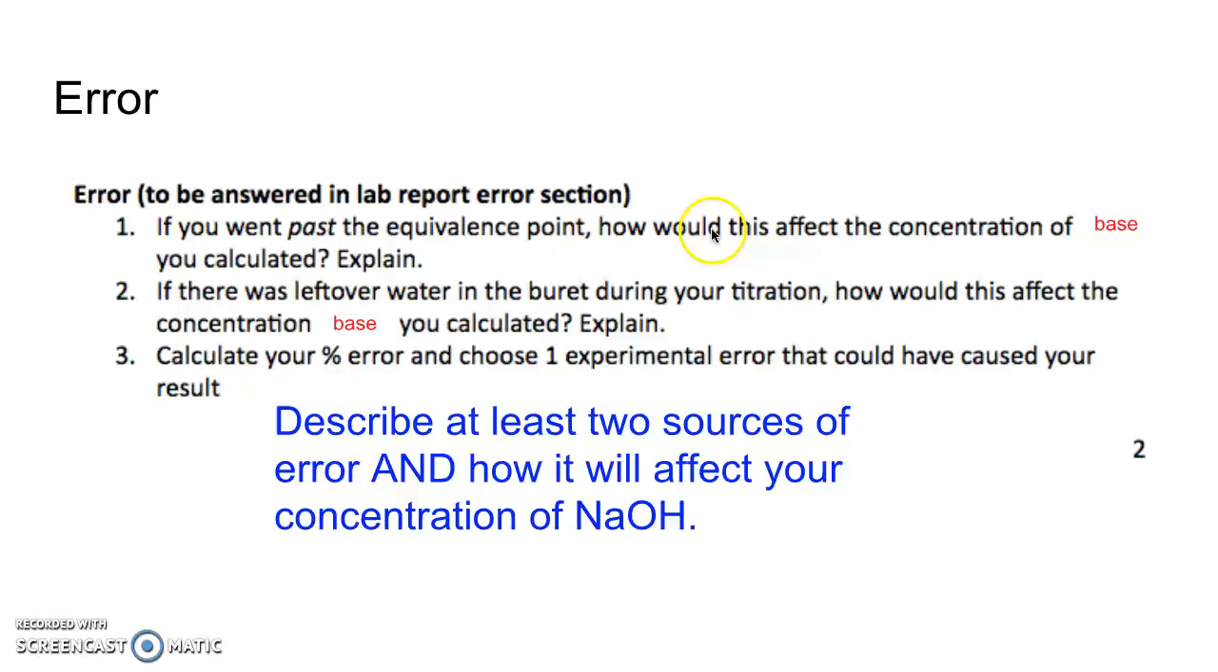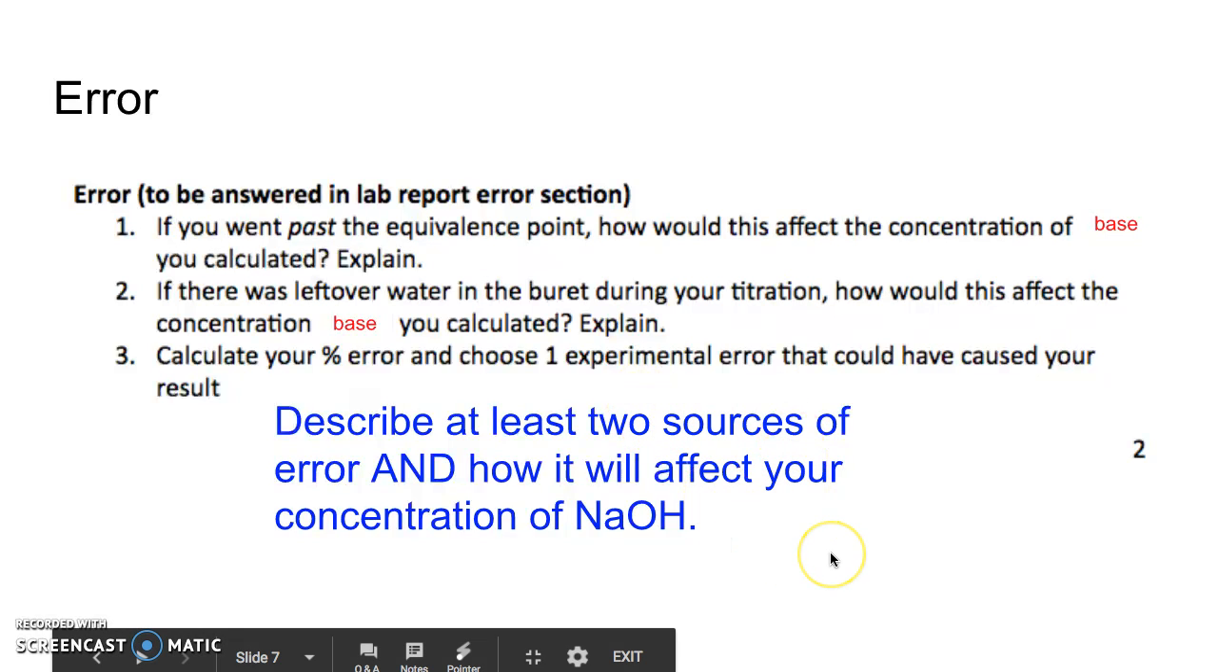You may also think about other sources of error. For example, you used a pipette to measure out HCl. Did you do that appropriately? What would happen if you measured out more than 10 milliliters because you went over the line of the pipette? What if you measured out under 10 milliliters because you went under the line? All of that can be sources of error that you can also consider. But the key is you have to describe the error and appropriately describe how it will affect your concentration of NaOH.